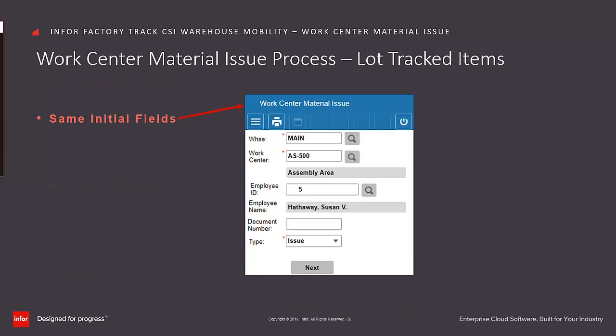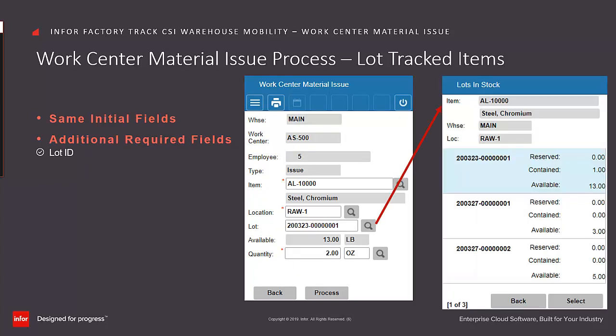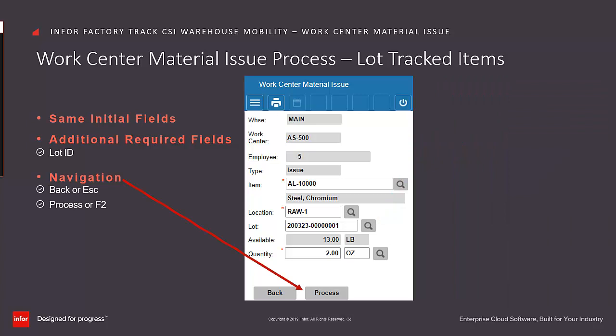To issue lot-controlled materials to a Work Centre, Factory Track displays the processing form. A similar process is followed as the non-lot, non-serial item process. However, Factory Track requires an additional field to be defined. We enter, scan or search and select the lot ID associated with the material to be issued or returned. Factory Track defaults this value based on the issued by definition for the item stock room locations in CSI. We then click on Process to continue.